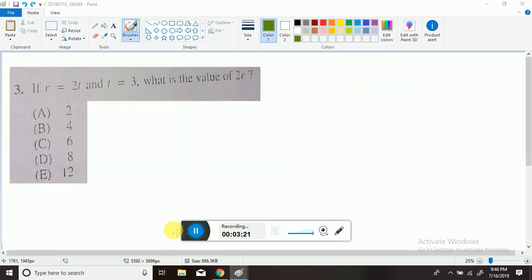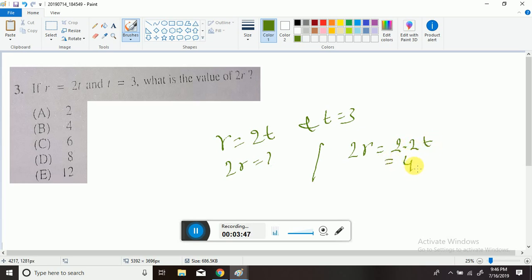The problem is, if r equals 2t, and t equals 3, the information is given. What is the value of 2r? Then 2r equals what? Simply we can say 2r equals 2 into r value, which is 2t. So this equals 4t. But what is the value of t from here? t equals 3. This equals 4 into 3. So 4 times 3 is 12. So the value of 2r is 12. See, option E is our correct answer. It's a very normal general problem.